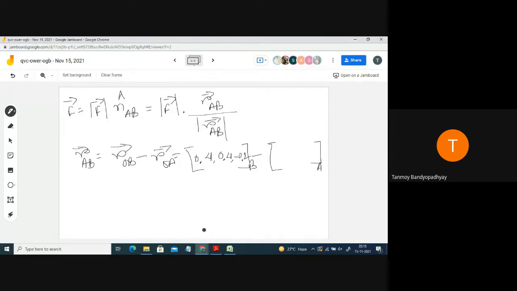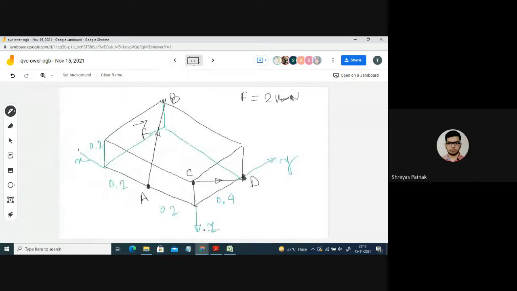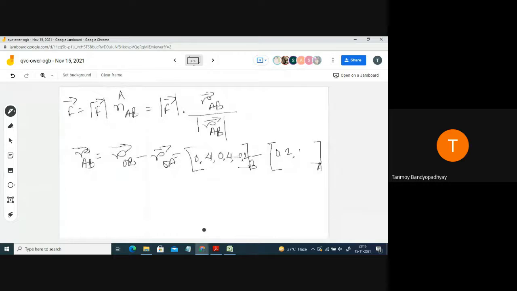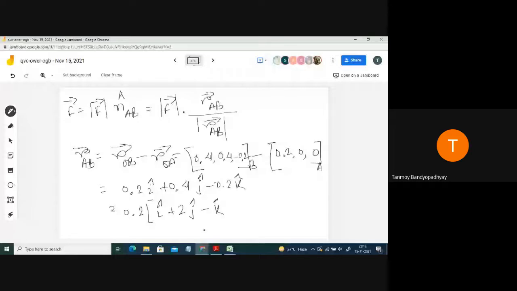Okay, what are the coordinates of the point A? Look, it lies on the x-axis, so it will only have 0.2, 0, 0. So RAB should be equal to 0.2 I cap plus 0.4 J cap minus 0.2 K cap. If I take 0.2 as common, I have I cap plus 2 J cap minus K cap. So we got RAB.